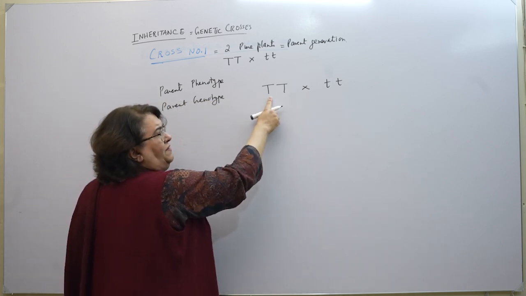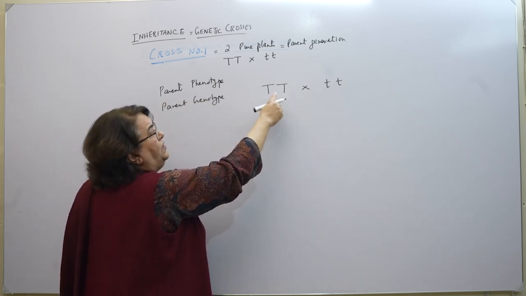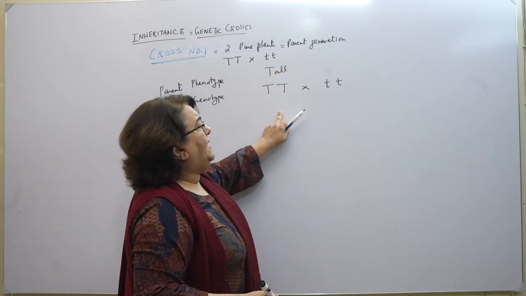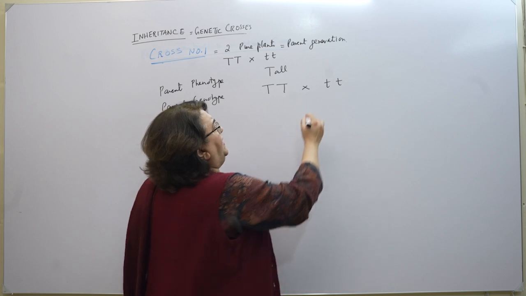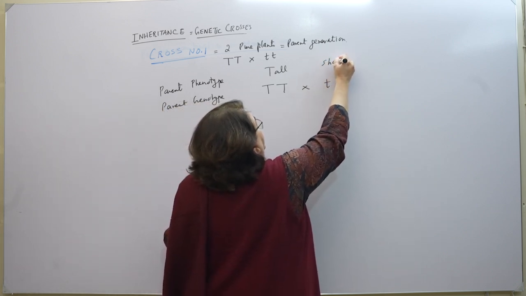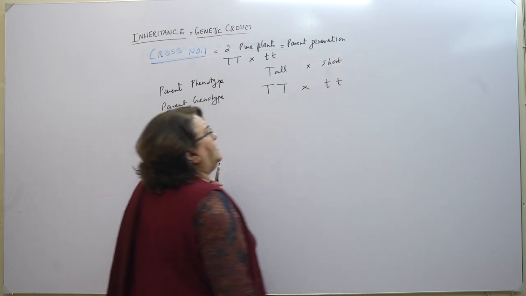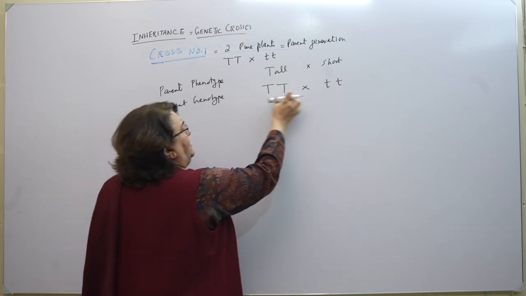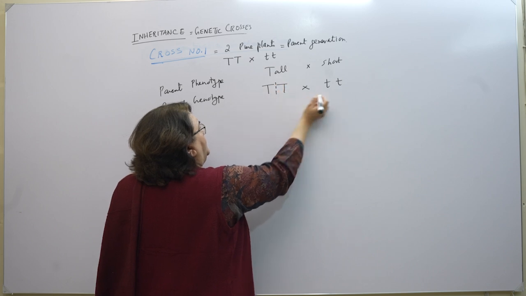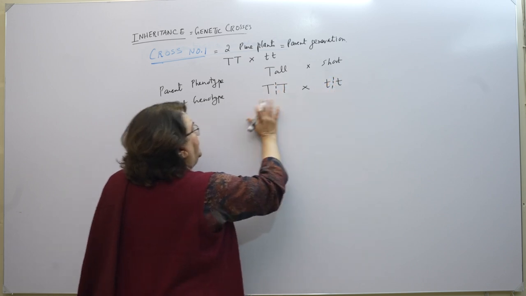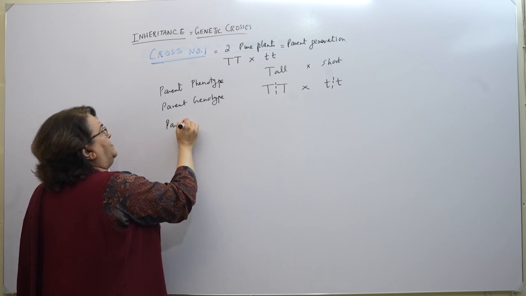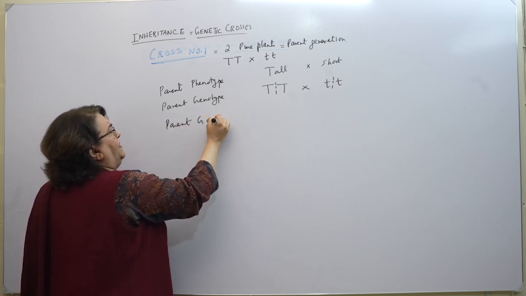Now this plant, because it has tall and tall, the height of the plant will be tall, and this one is short and short, so the height of the plant is going to be short. So we need to write this down as well because the headings are there. The third thing would be that these will undergo meiosis, and these two alleles will split, they'll separate out. So then comes the parental gametes.